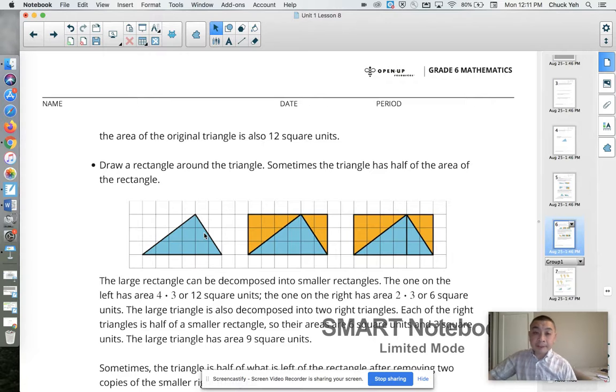Hopefully, if you missed it or you were absent or you came in late, this was helpful. The homework is lesson 8, problems only 1 through 3, and then spend 30 minutes on iReady today.